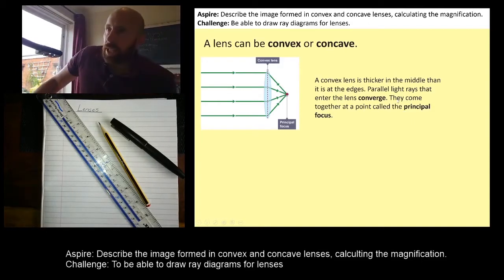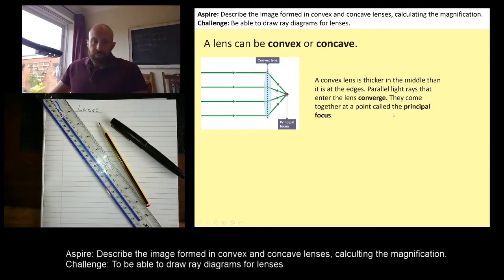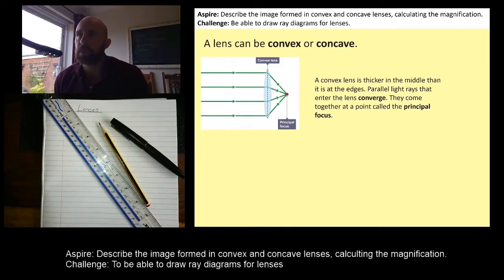Okay, I'm not going to read that to you. You can read that yourself. But the key thing is that you know that this is a convex lens. So convex brings light together. So think of the word conference, okay? Or if you go to a conference, it's a coming together of people. So that's exactly the same. That's where that word comes from.